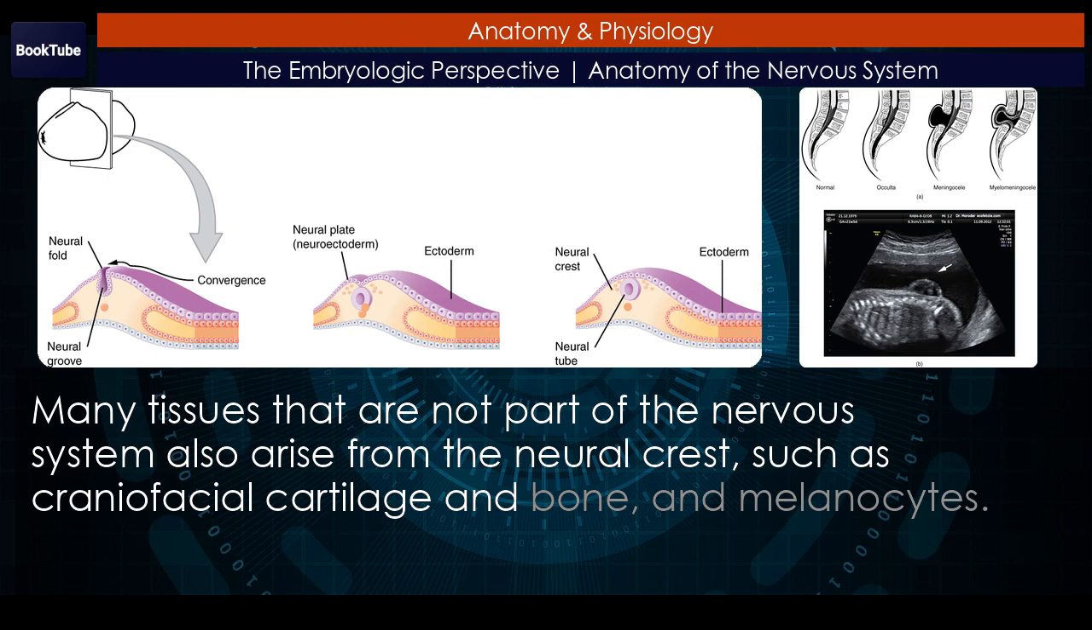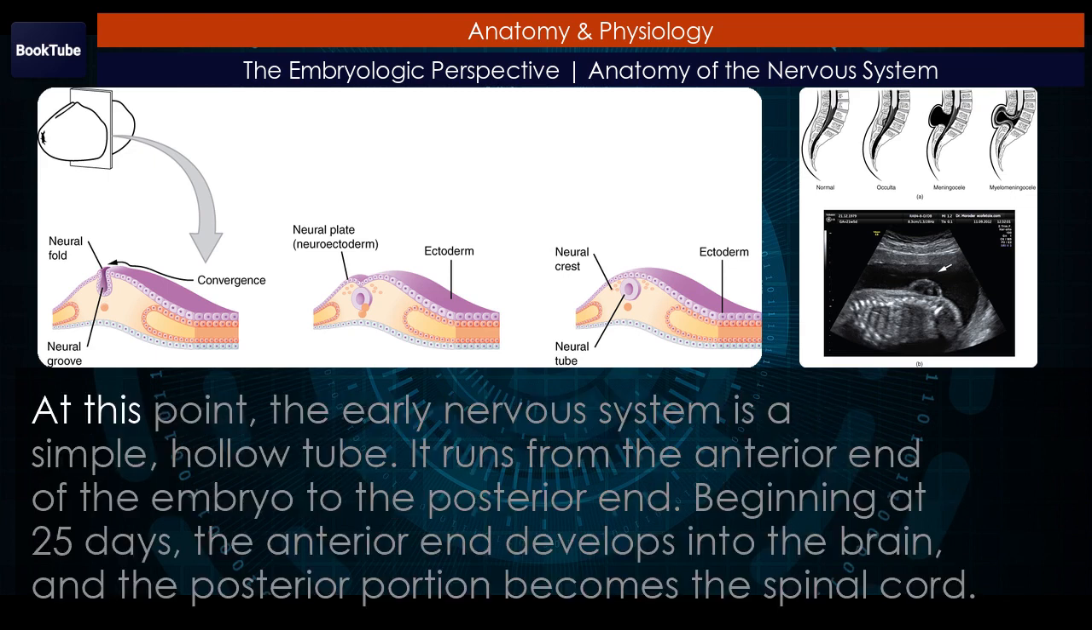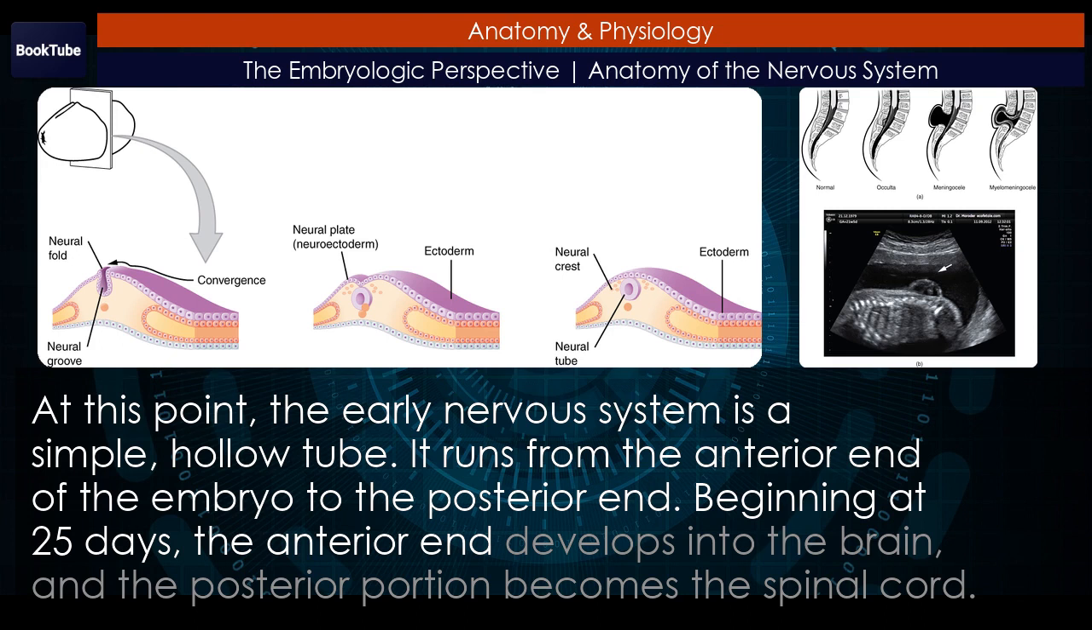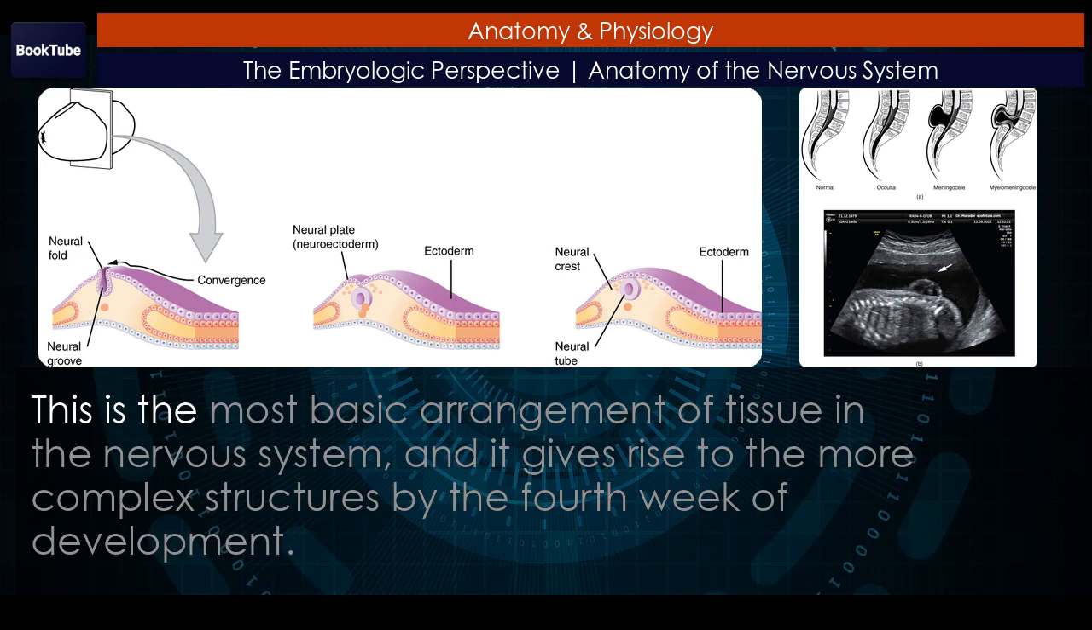Many tissues that are not part of the nervous system also arise from the neural crest, such as craniofacial cartilage and bone, and melanocytes. At this point, the early nervous system is a simple, hollow tube. It runs from the anterior end of the embryo to the posterior end. Beginning at 25 days, the anterior end develops into the brain, and the posterior portion becomes the spinal cord. This is the most basic arrangement of tissue in the nervous system, and it gives rise to the more complex structures by the 4th week of development.